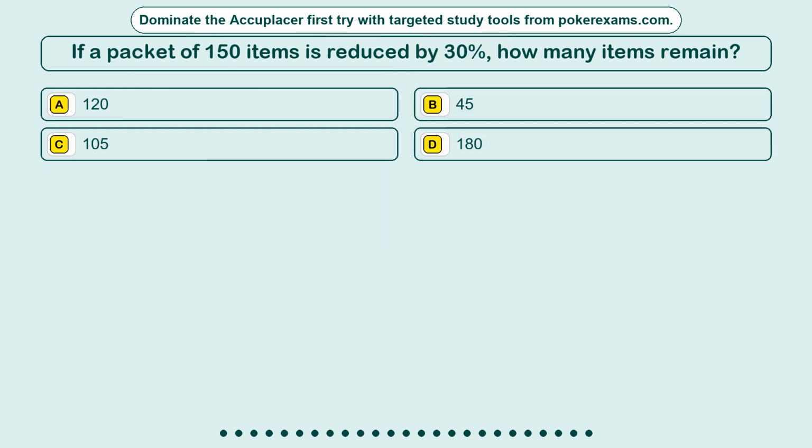Question 4. If a packet of 150 items is reduced by 30%, how many items remain? Option A, 120. Option B, 45. Option C, 105. Option D, 180.